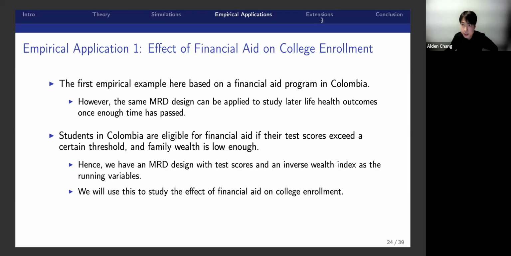But let's go through this example first. The effects of financial aid eligibility on college enrollments. As I mentioned, this is actually a setting from Colombia, based on the study by Juliana Londono-Velez and co-authors. Students in Colombia are eligible for financial aid if their test scores exceed the threshold and family wealth is low enough. So we have an MRD design here, where the test scores and an inverse wealth index are the running variables. And we'll use this to study the effects of financial aid on college enrollments.